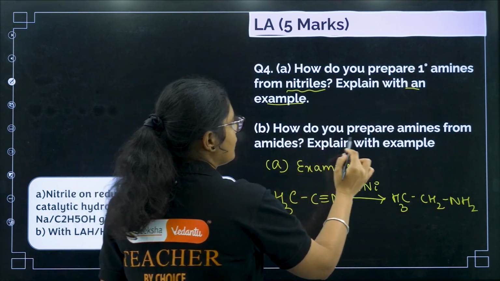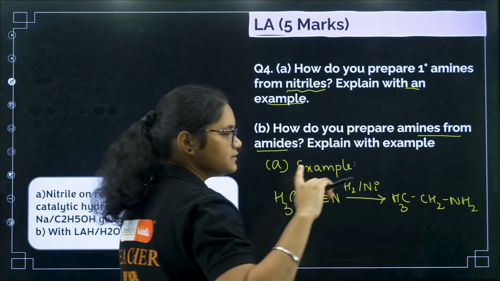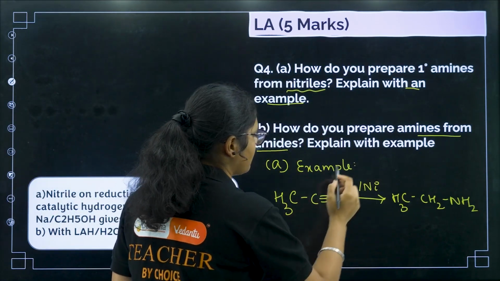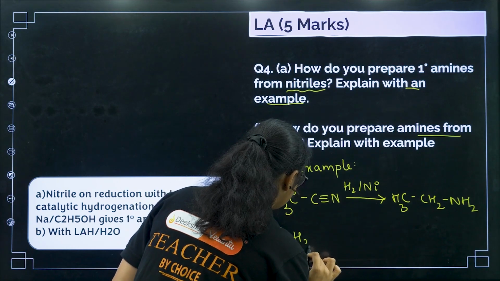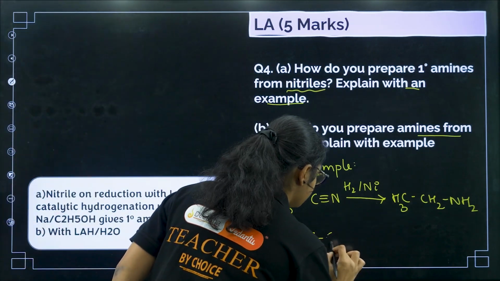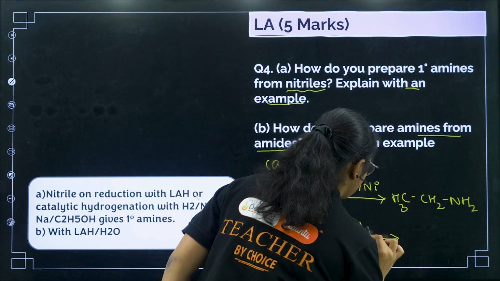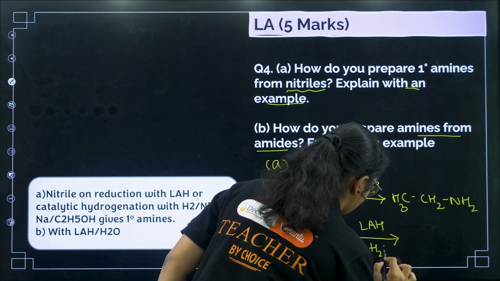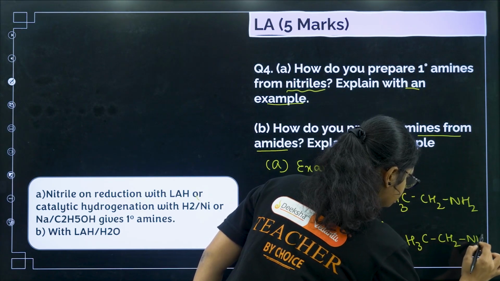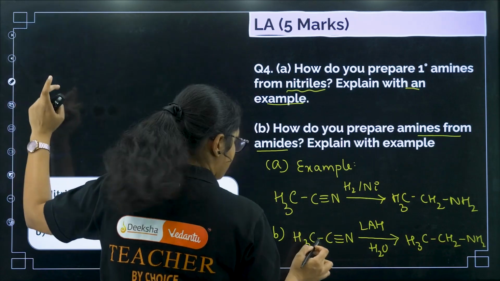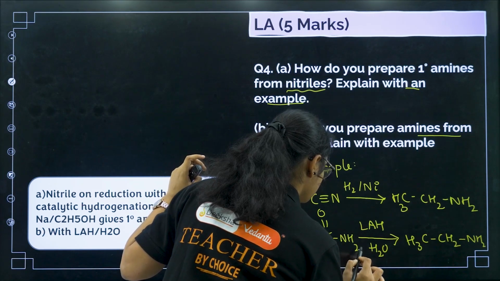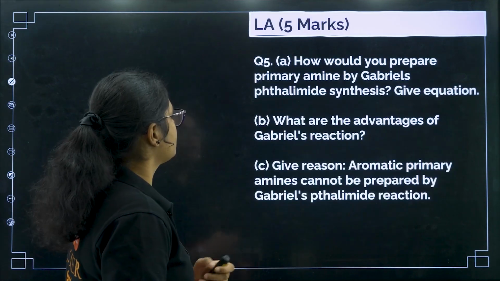Clear? Next, how do you prepare amines from amides? So here also for amides we have only one reagent, that is your lithium aluminium hydride. So you can write down by treating with lithium aluminium hydride and water. Again explain with an example. If we have CH3, C triple bond N, and lithium aluminium hydride with water, that one will give me CH3, CH2 and NH2. Okay, sorry, this one has to be amide group. Okay, reaction of amide group. Clear?